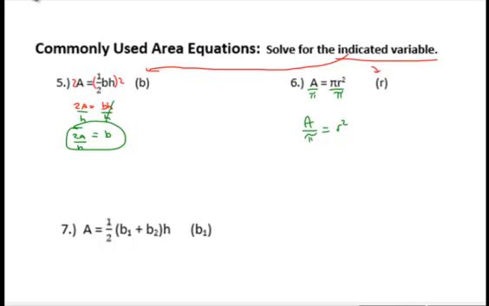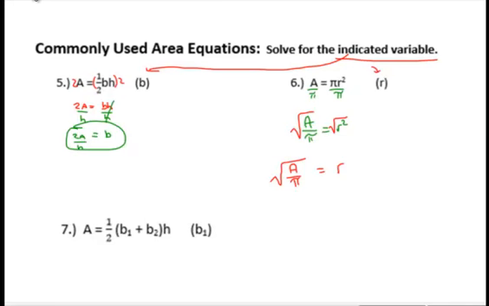So we're going to take a square root to cancel out a square. A square root cancels out a square. Now we have to balance it on both sides. So the square root cancels out the square on the right, and so we have an r left over. On the left-hand side, the square root of a over pi.